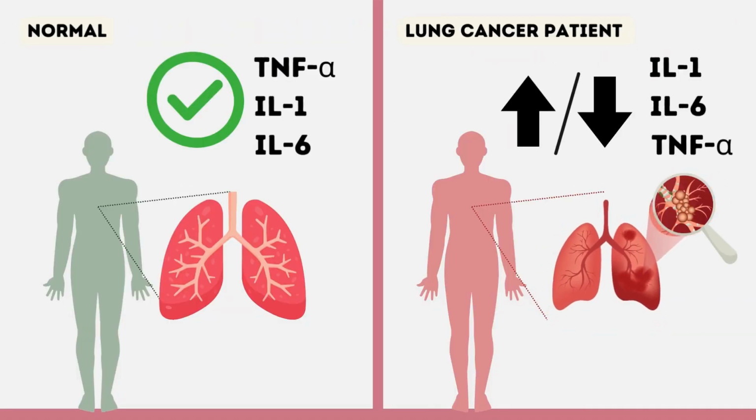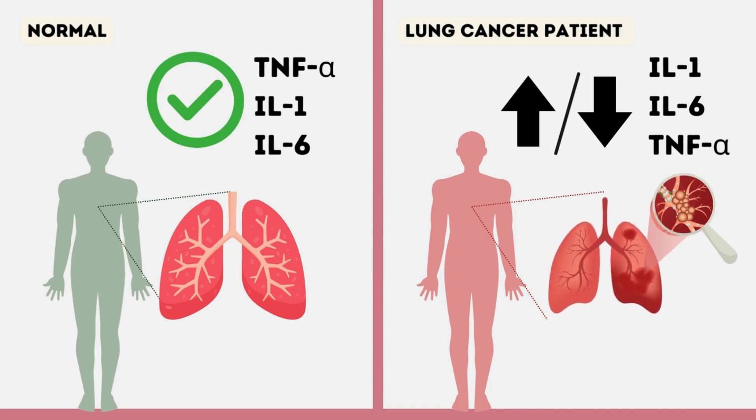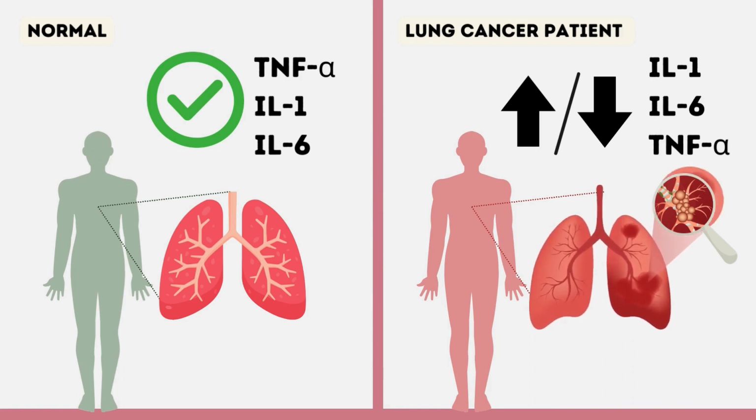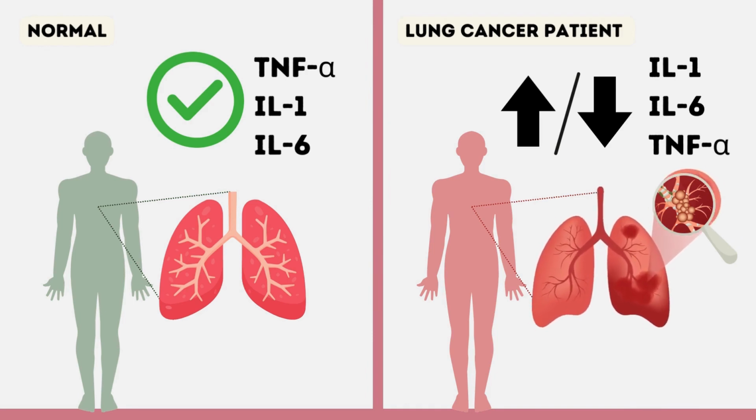A normal person typically has detectable levels of IL-1, IL-6, and tumor necrosis factor alpha, TNF-alpha, but at an optimum level. They are not absent in healthy individuals. However, in the context of tumors, the levels and activities of these pro-inflammatory cytokines can be dysregulated.